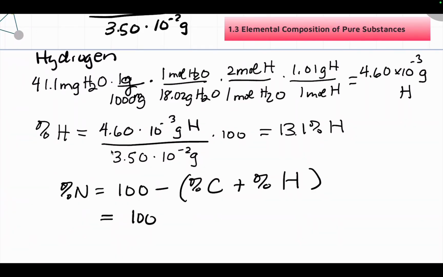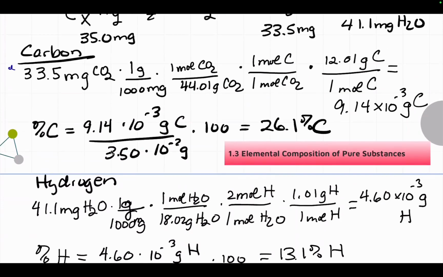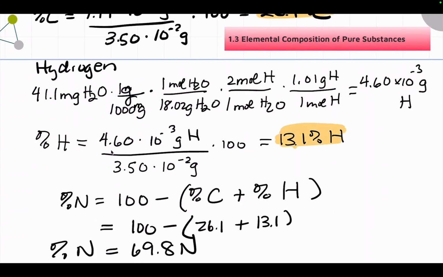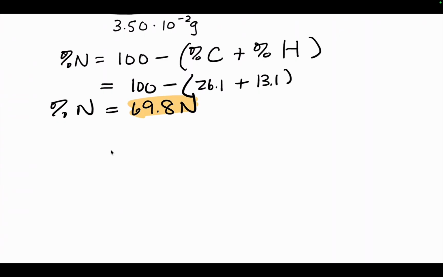So 100 minus 26.1 plus 13.1. My percent of nitrogen is 69.8. Now that I have those three percents, this is like any other empirical formula question where you're given the percent by mass of the elements. We're going to assume that we have a 100-gram sample, which really just means that my percents become grams. Then we're going to convert to moles, divide by the smallest moles, and then, if needed, multiply to get whole numbers, and then write our empirical formula.